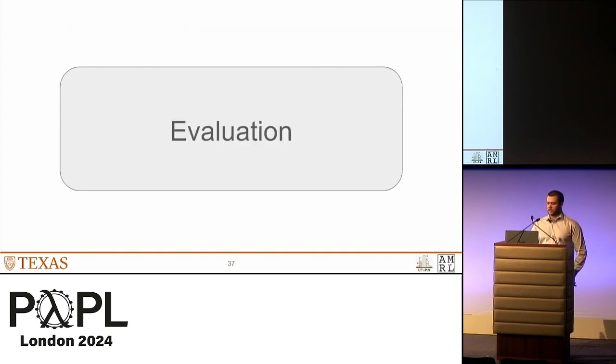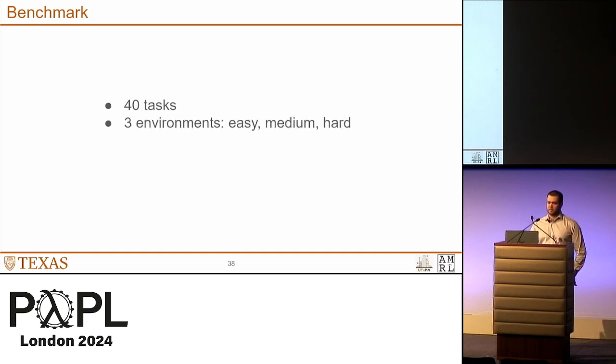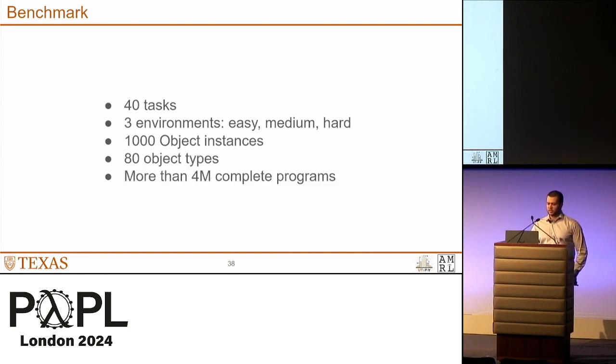I will end the talk today by going over some of the results from our evaluation. We evaluate on a benchmark of 40 tasks derived from a robotics benchmark named BEHAVIOR. We evaluate on 3 varying environments, which are easy, medium, and hard, based on the size of the environment. The environments have over 1,000 object instances and 80 object types, which all of this leads to a potential program space of over 4 million complete programs per task.